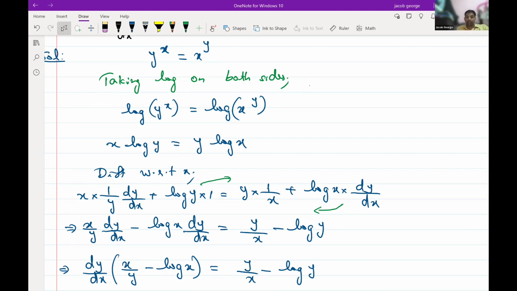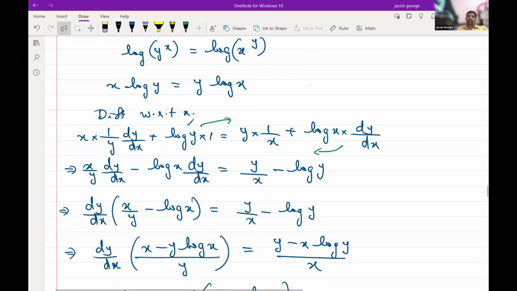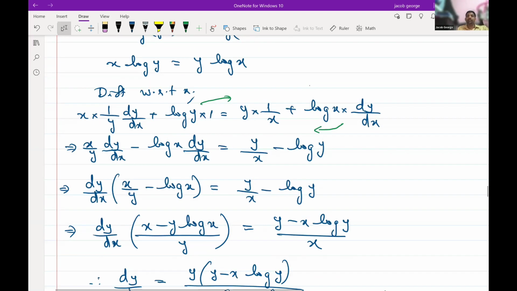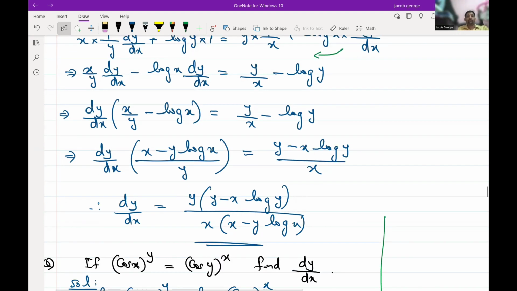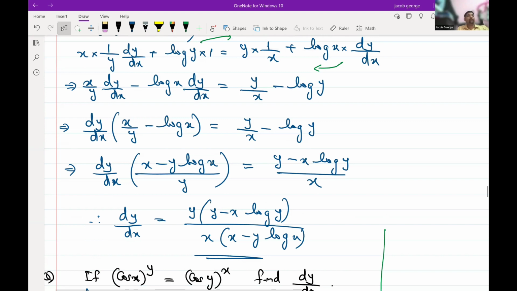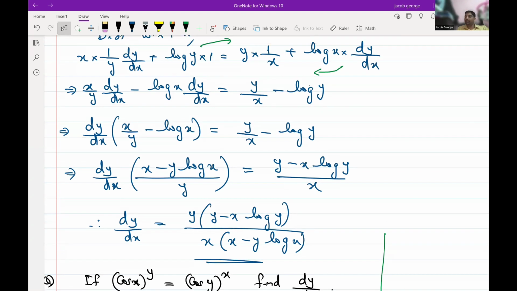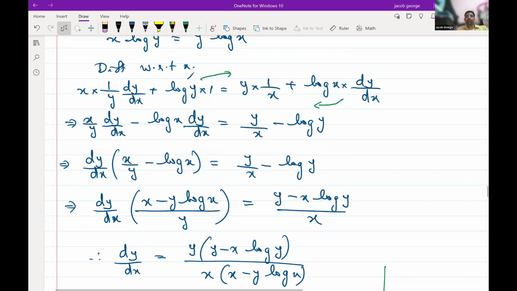Then that dy by dx must be taken to the left side. Take a common factor dy by dx. The remaining terms go to the right side, and from there we have to find dy by dx. Is that clear, that pattern? x raised to y is equal to y raised to x, applying log on both sides. All of you understood this?